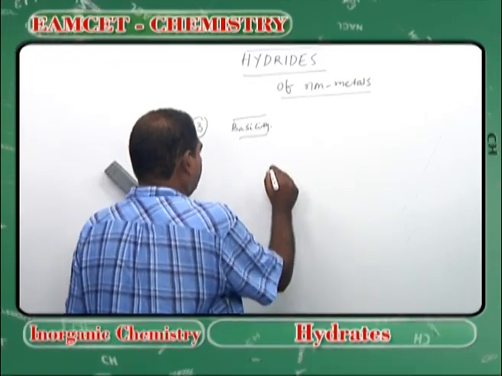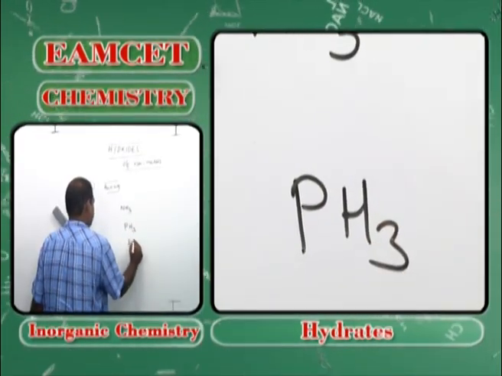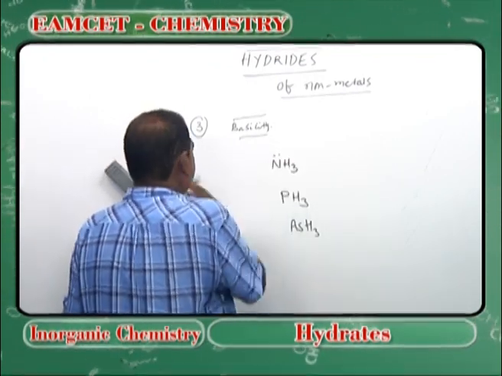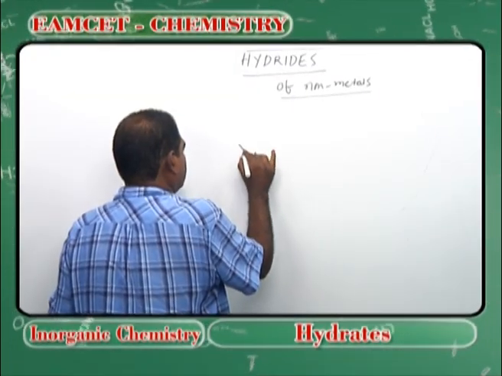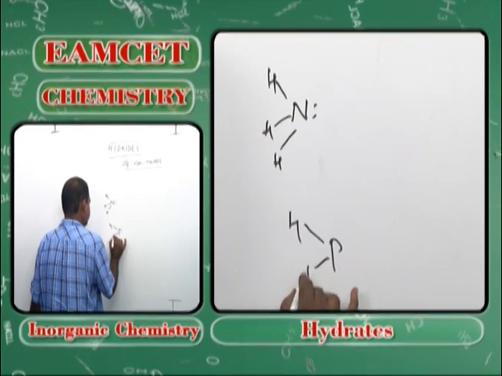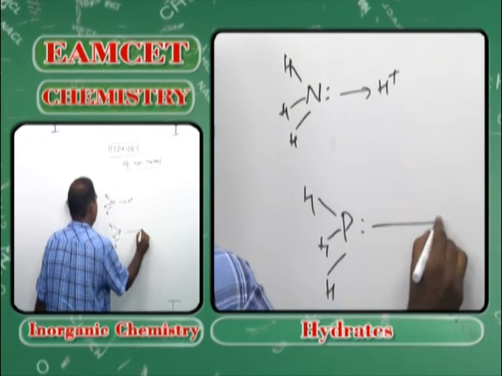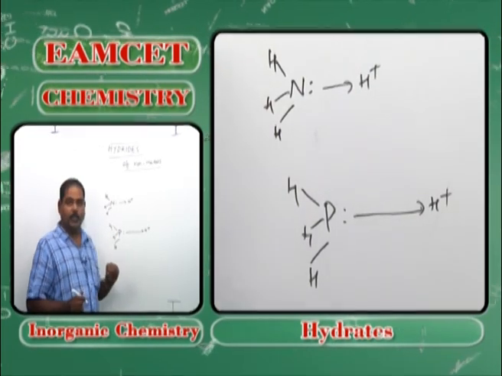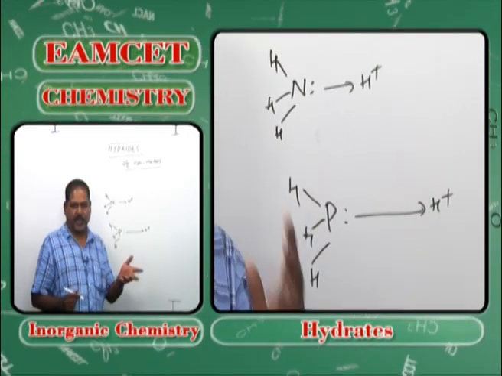Mostly fifth group hydrides, NH3, PH3, AsH3, they are bases. And which is most basic? Ammonia is most basic. Why? The lone pair is free for donation. Ammonia is a Lewis base. Phosphine is again a Lewis base. But who donates more? The need for donation is more in nitrogen, because nitrogen being a small atom, the lone pair bond pair repulsions are high. In phosphorus, the need to donate is not that high.